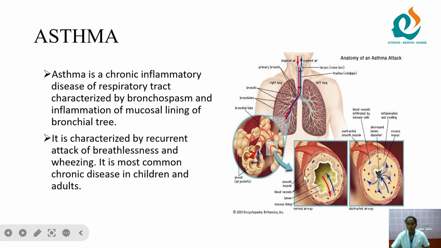Here this is the normal airway and this is the obstructed airway of the bronchi and bronchioles. The main functions of the lungs are to inhale oxygen and exhale carbon dioxide. This function is disturbed in the obstructed airway. It is characterized by recurrent attacks of breathlessness and wheezing. It is the most common chronic disease in children and adults.